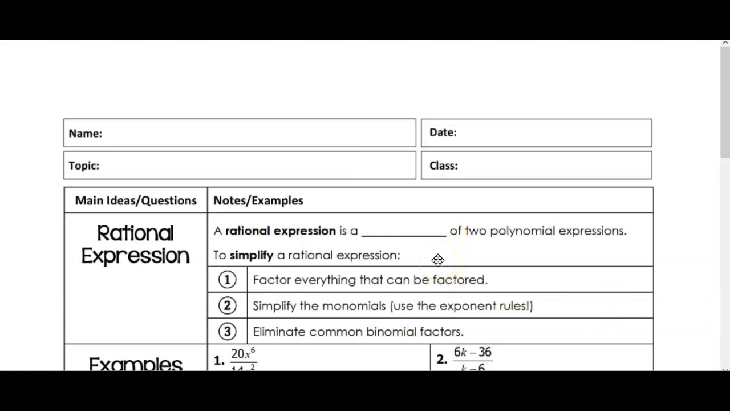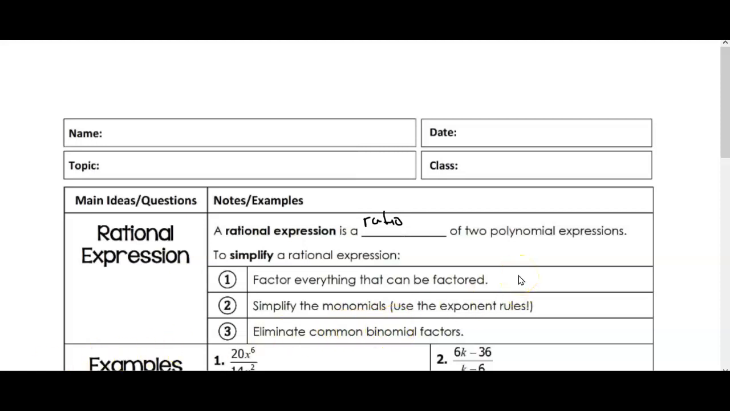Alright, this morning we're going to multiply and divide rational expressions. So start off with our notes. Let's remind ourselves, a rational expression is a ratio of two polynomial expressions. Okay, so we need to go through the steps. We need to simplify, so factor everything that can be factored first. Simplify the monomials. Eliminate common binomial factors.